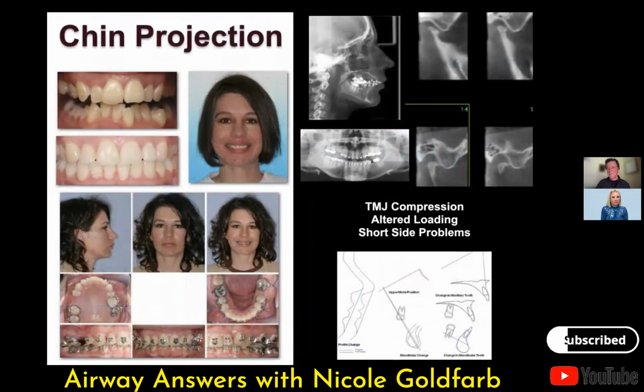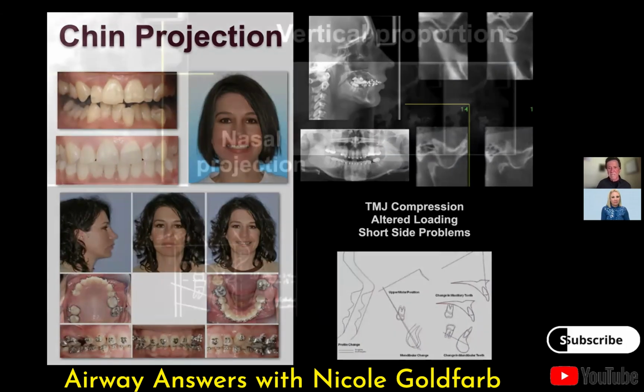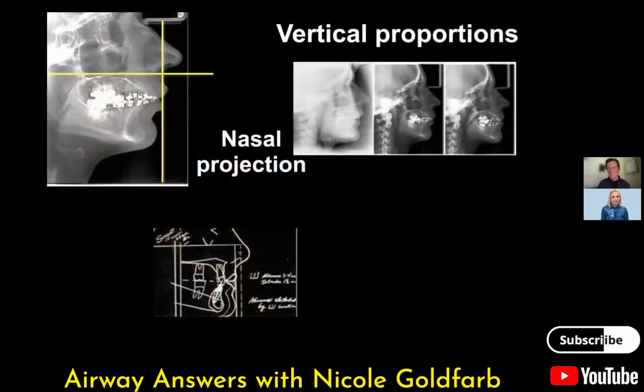And you can see the right condyle is not changing. It's postured forward. Arches are wide. She's comfortable. She likes her smile. And how much do we bring the jaw forward?